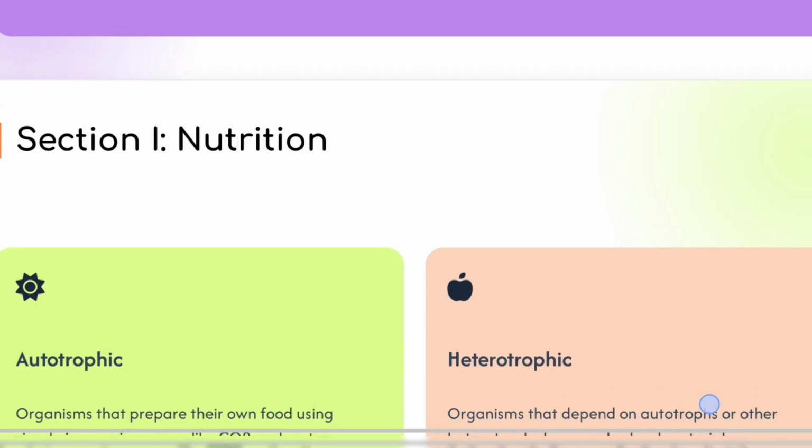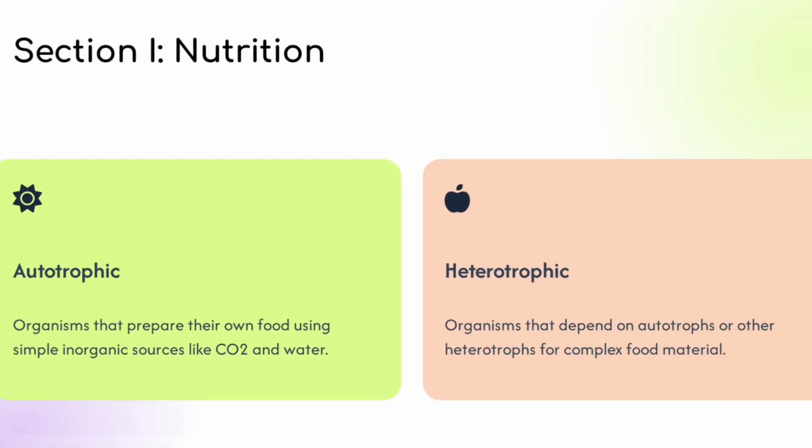First, we will study about nutrition. Nutrition is divided into two main types, that is autotrophic nutrition and heterotrophic nutrition. First, we will learn about autotrophic nutrition. Now, what is autotrophic nutrition? These organisms prepare their own food. They use simple inorganic substances like carbon dioxide and water. And green plants are the best examples, okay, for autotrophic nutrition. They use sunlight and chlorophyll to make food, okay.